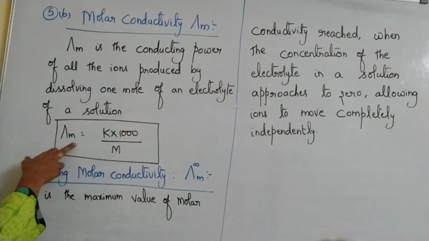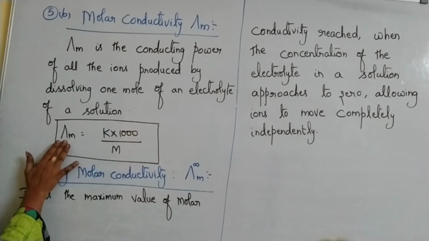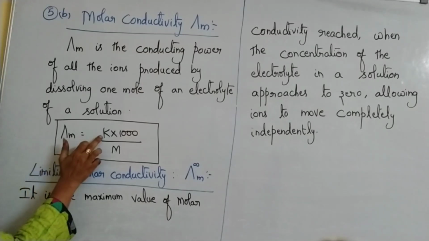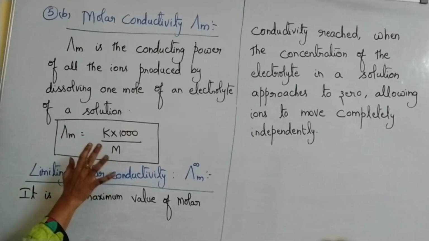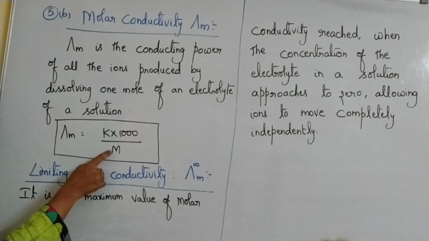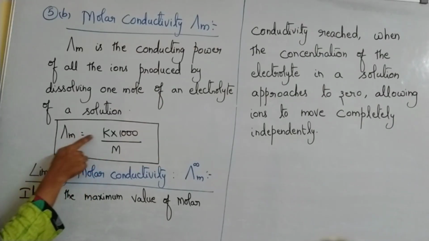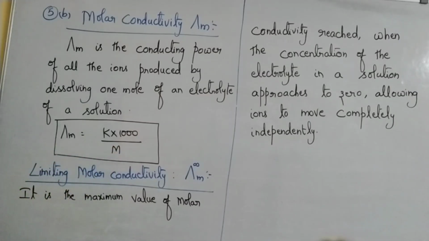So lambda m is equal to k into 1000 by M. M means molarity. Here lambda m means molar conductivity and k is what? Conductivity, not molar conductivity. K is conductivity into 1000 by M. M means what? Molarity. So the formula for molar conductivity is k into 1000 by M. Okay, so this is the formula.